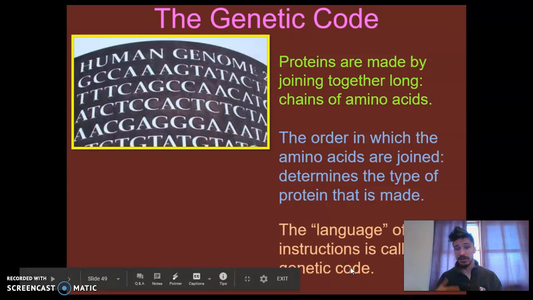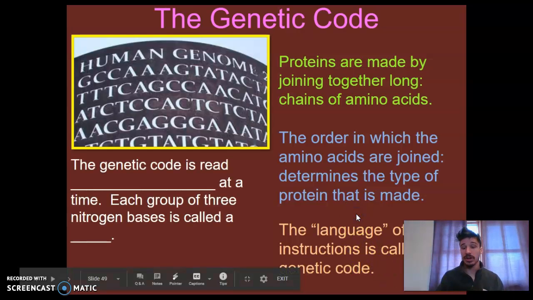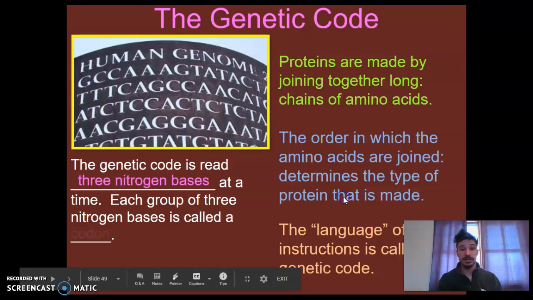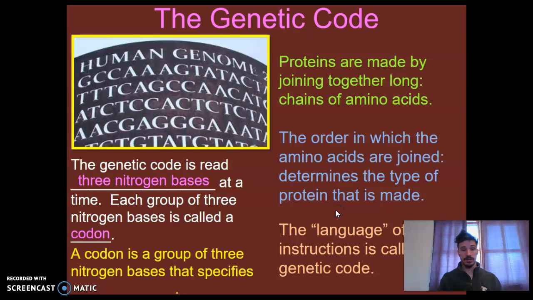The language of mRNA instructions is called the genetic code. The genetic code, we know right now, is read in a series of 3 nucleotides at a time, and we call that series of 3 a codon. Again, a codon is just a series of 3 nitrogen bases that specifies an amino acid. So, a codon codes for an amino acid. Genes code for proteins. Codons make up genes, amino acids make up proteins.